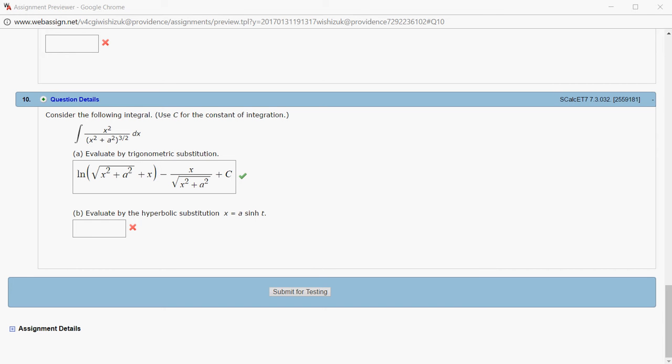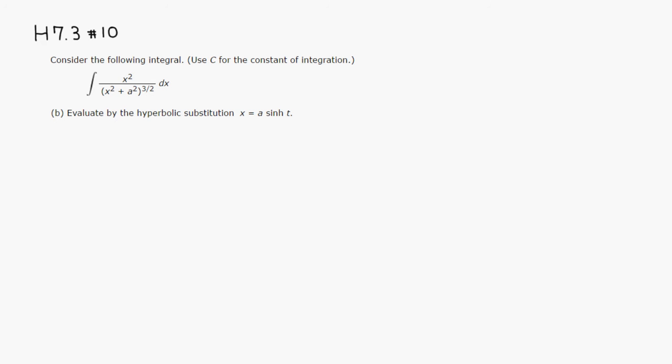Alright, let's look at homework 7.3, problem number 10, part B. We're going to use the hyperbolic substitution to evaluate the same integral. So let's go through this.